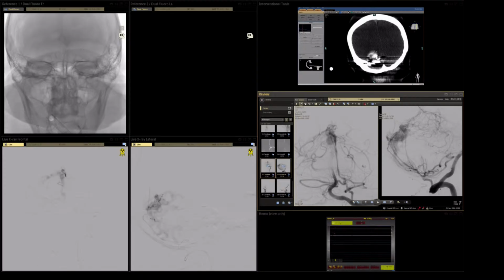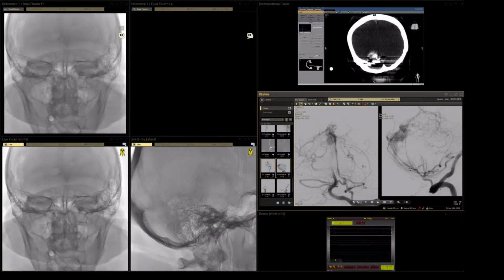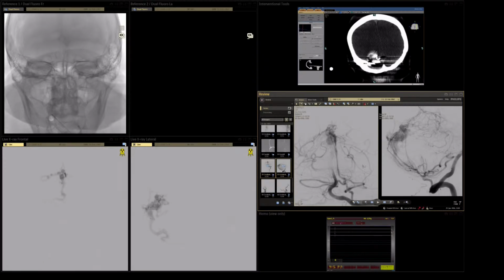Now it looks like we're somewhere. There is a bifurcation, that's why I don't want to go more distally. I think this point is okay. Okay, squid. I think squid 18 will be better.